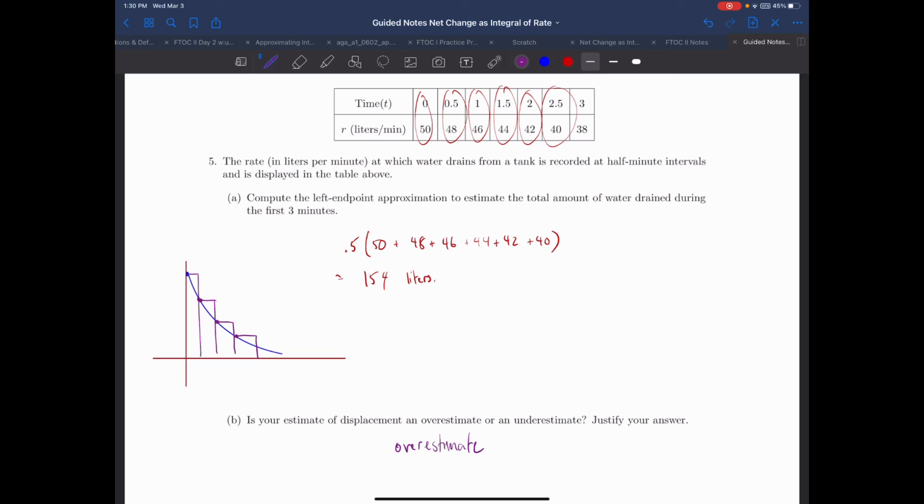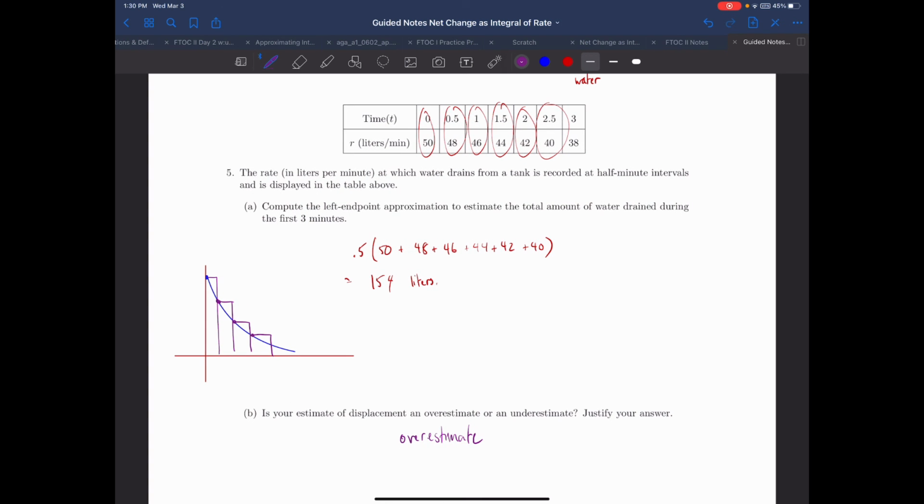Okay, so these types of problems are just getting you to set up integrals and starting to understand the difference between the rate and accumulation and their relationship. So that is net change as integral of rate.